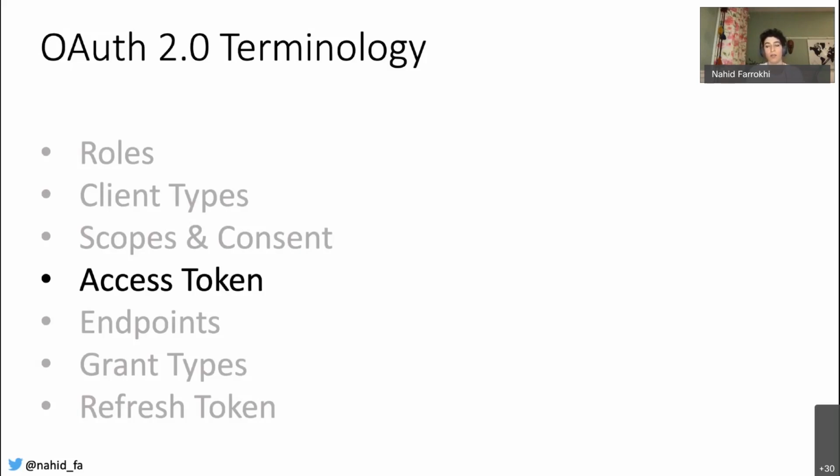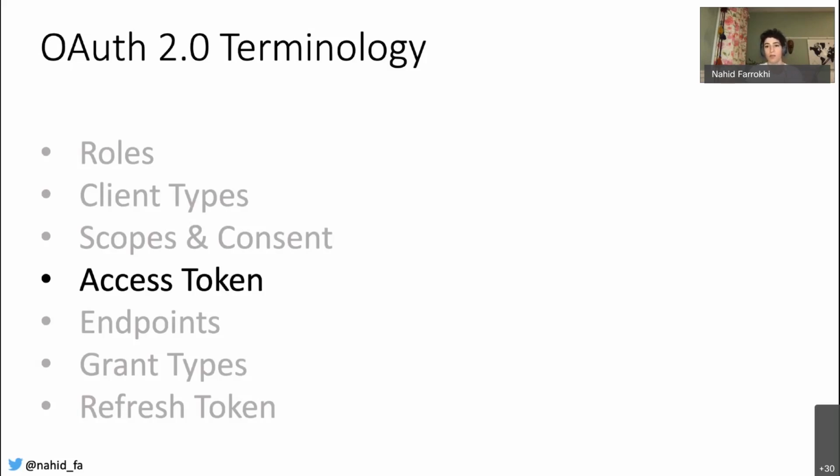The specs say that an access token should be an opaque string, meaning it should not be transparent to the user, right? It can be any random string. Bearer tokens are actually the most common, the predominant type of access token used within OAuth 2.